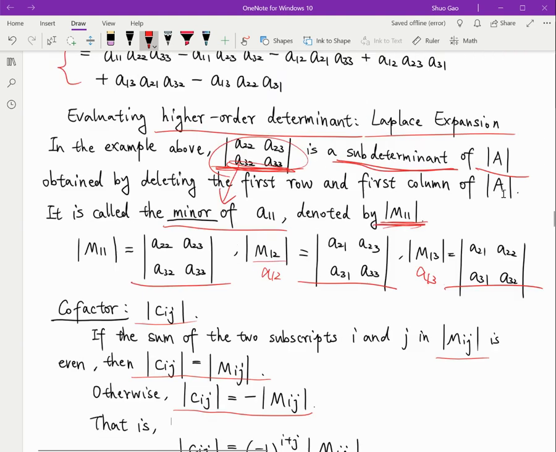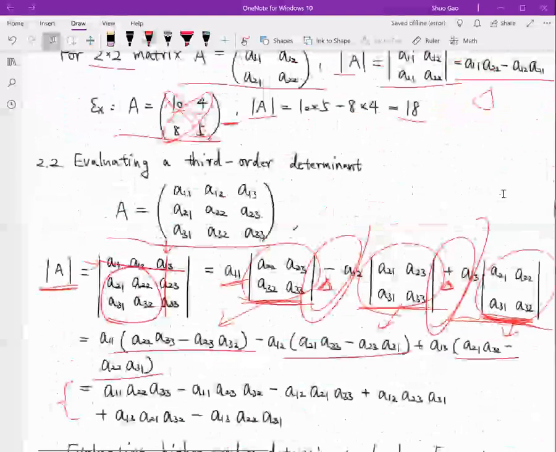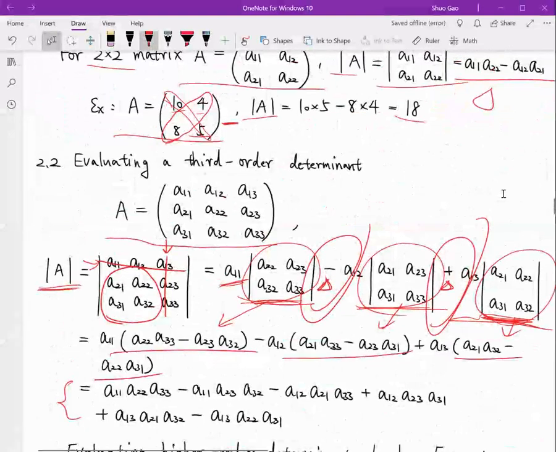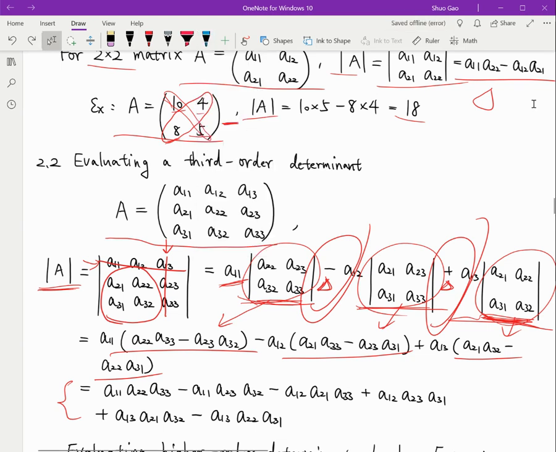So for example here, I think I need to change to another color. Okay, let's see. Blue, okay. So we know that this determinant is called M11.